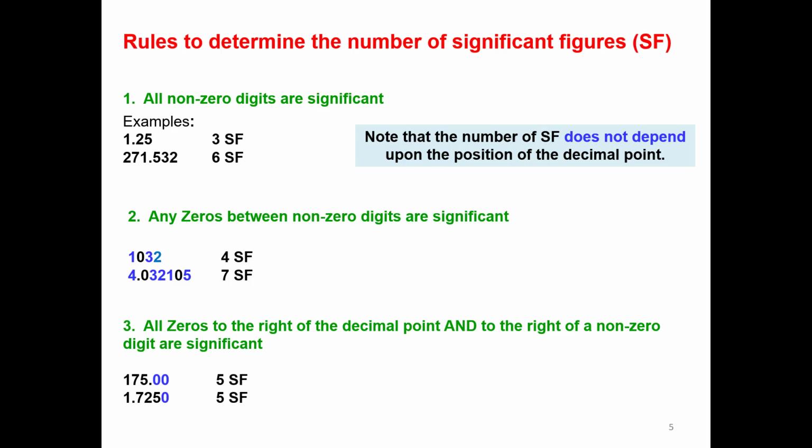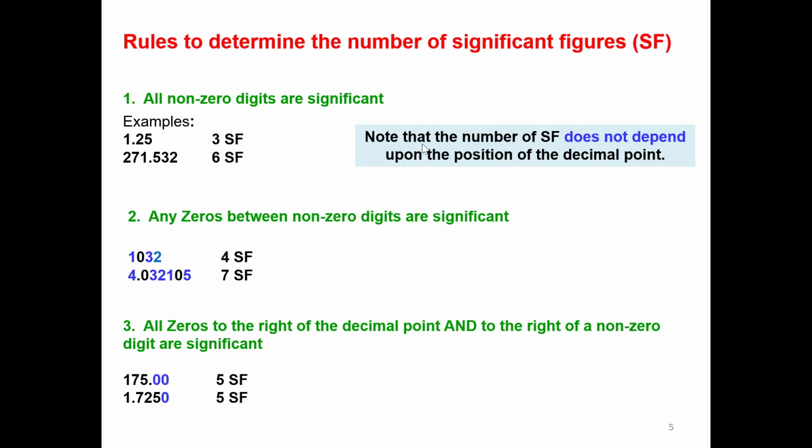Now, what are the rules to determine the number of significant figures? We have several rules. It looks like many rules, but you will see you will get them easily. The first one is that all non-zero digits are significant. In the first example, we have 3 significant digits. In the second one, we have 1, 2, 3, 4, 5, 6 significant digits, so we have 6 significant figures.